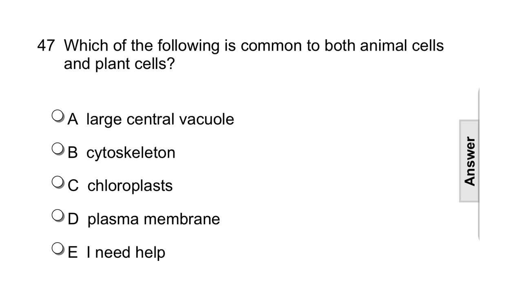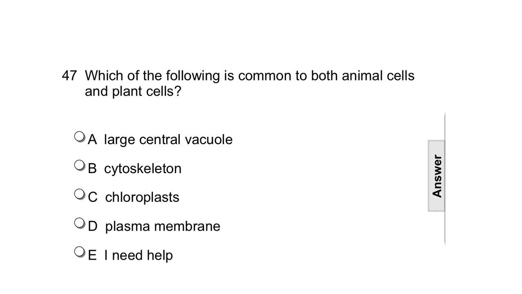Which of the following is common to both animal cells and plant cells? No, not large central vacuole. That's a plant thing. Cytoskeleton, yeah, kinda, but it's only really significant in animal cells, so I'm going to skip that. Chloroplast, no. The plasma membrane is the cell membrane, of course. They both have that.